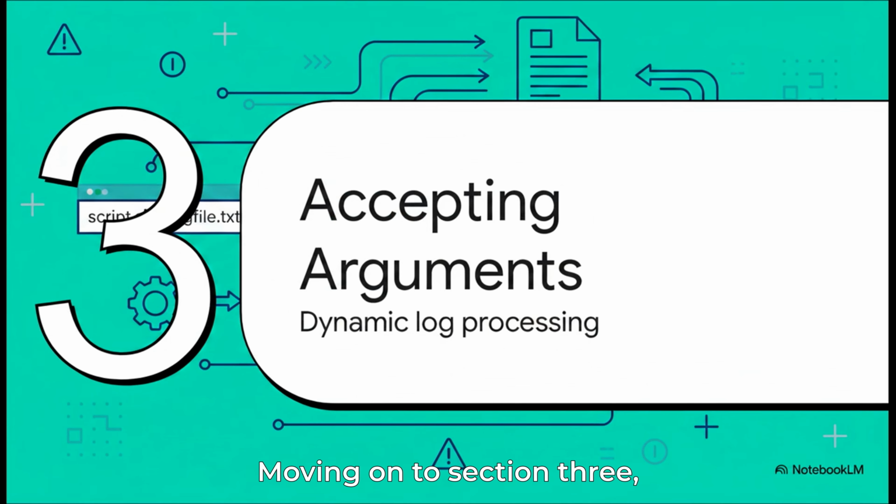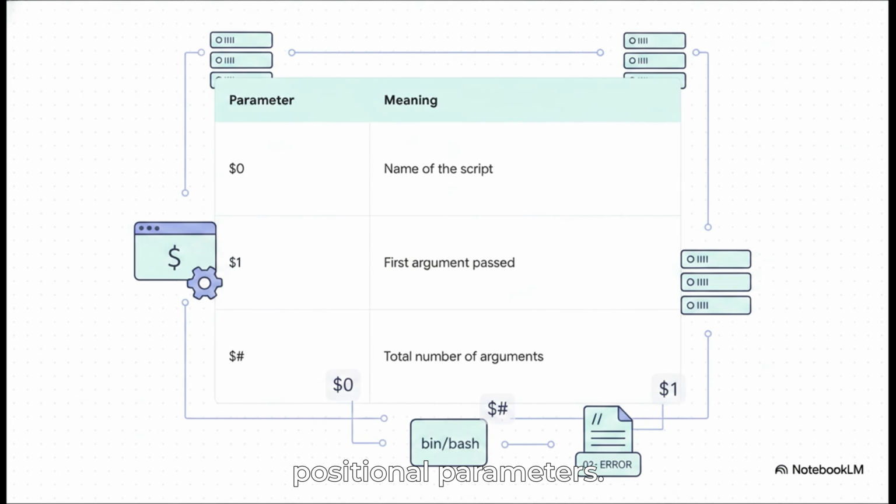Moving on to Section 3, Accepting log file arguments. Now that we have an executable file, we really need to make it smart. We definitely don't want to hardcode our log file paths directly into the script, because then it only works for one specific file. We want our script to dynamically process any log file we throw at it. We achieve this using positional parameters. When you run a script and type extra words after it, Bash assigns those words to special variables.